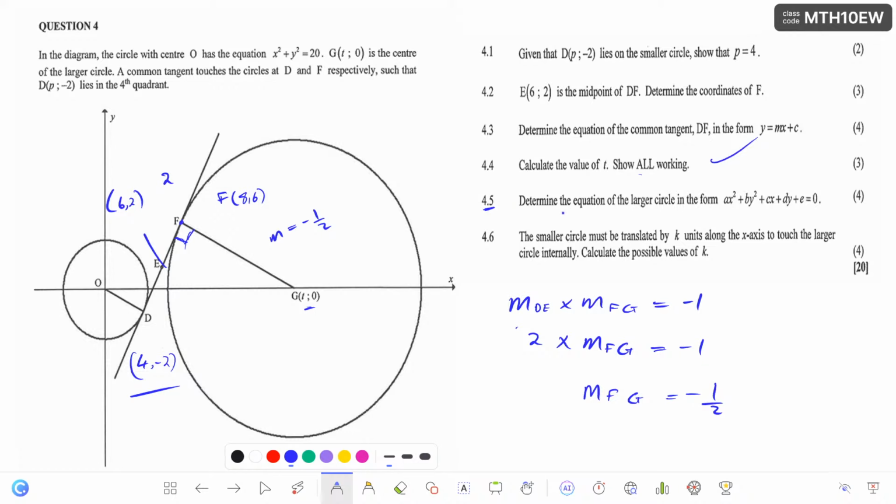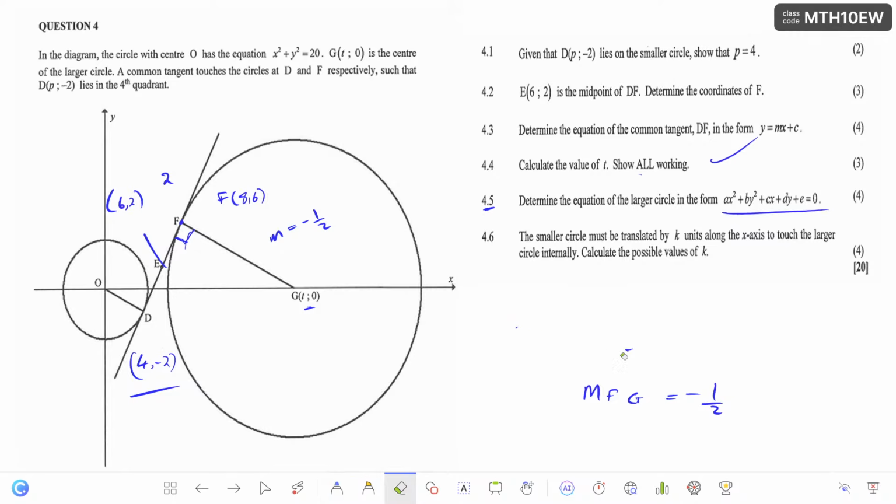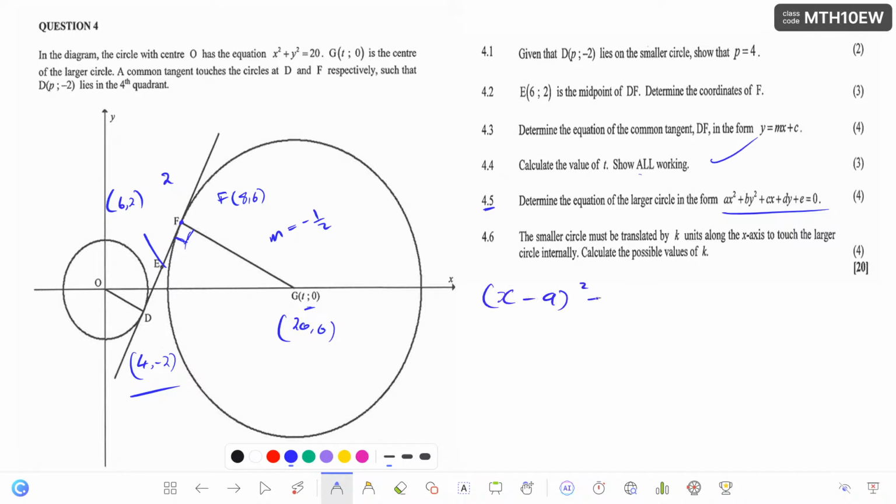So now we're coming to this one. This one is: determine the equation of a larger circle in the form of this. So okay, in order to calculate this one, we have this coordinate which is 20 and 0 and this point. So first of all, we need to know the equation of a circle as this.